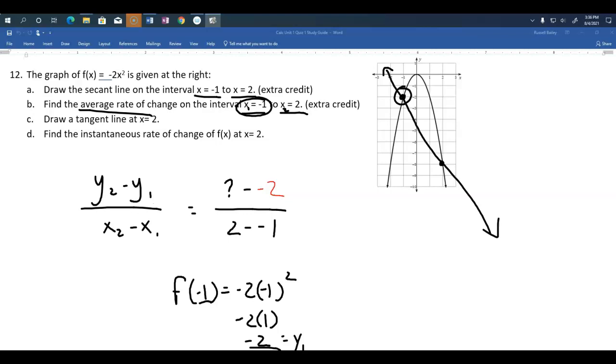All right. Next, I will go ahead and do the same thing to find y2. So to find y2, I'm going to plug in my x2. My x2 is 2. So that gives me -8. Or once again, you could tell just by looking at the graph that the y value at that point is -8.